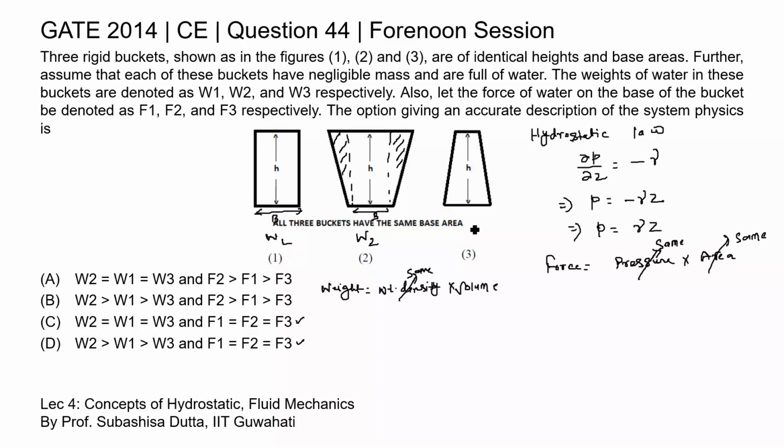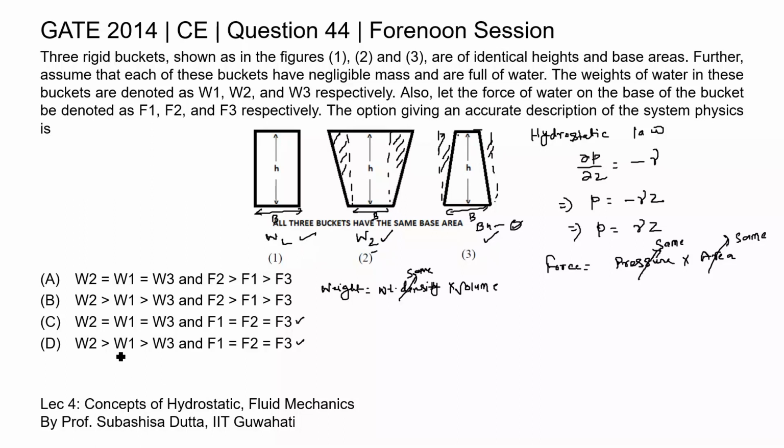And if we see the figure 3, if we draw this rectangle, this will be the total area of the rectangle B into H. If this is B, so this is B into H minus this area, minus something. So we can see here the highest volume will be for figure 2, that is W2 is the highest, then W1, then W3.